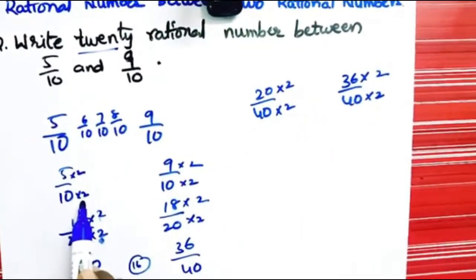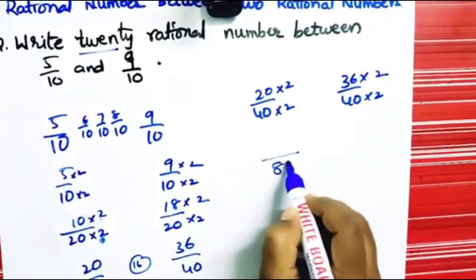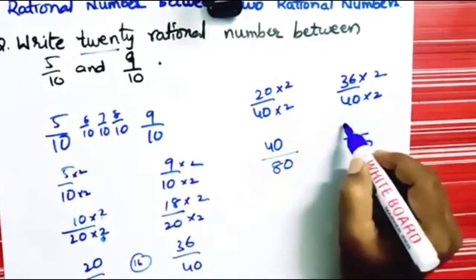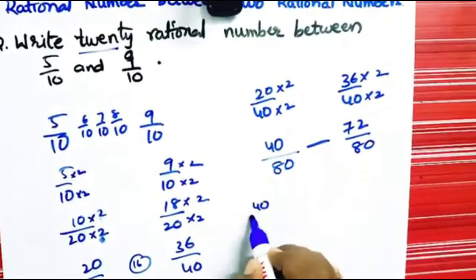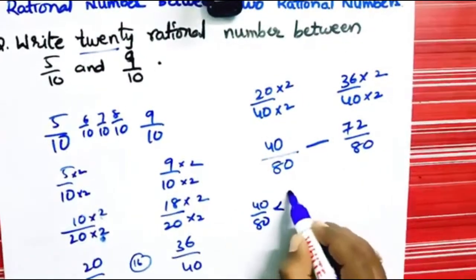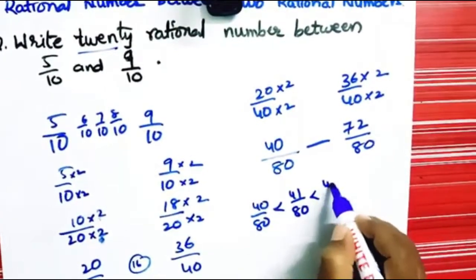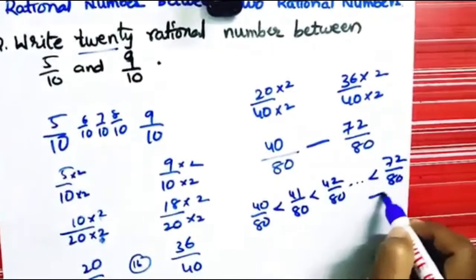Otherwise you can directly take 4, 4 also. That is our wish. That is 80, that is 40 by 80, and that is 72 by 80. Then you will get more than 20. So that is 40 by 80, next 41 by 80, next 42 by 80, and so on, up to 72 by 80 is the answer.